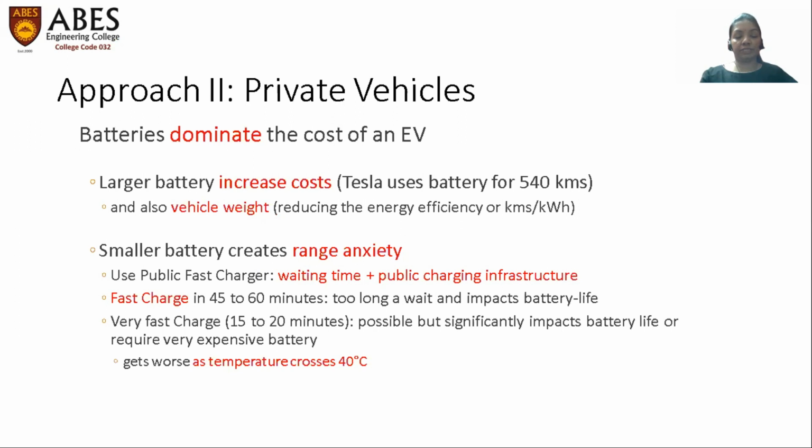The second approach is to have a larger battery inside the vehicle itself. As the Tesla company is giving you a battery in the vehicle itself for 540 kilometers. So this is a big battery installed in the vehicle itself. And then after getting exhausted, these batteries can be charged at the public fast charger. So here the overall time will be the waiting time plus the public charging infrastructure, that is the charging time.